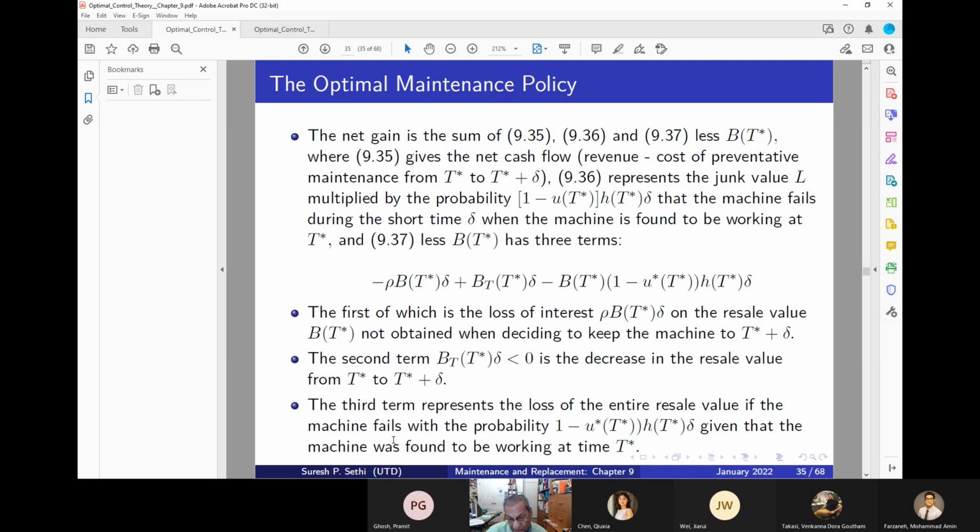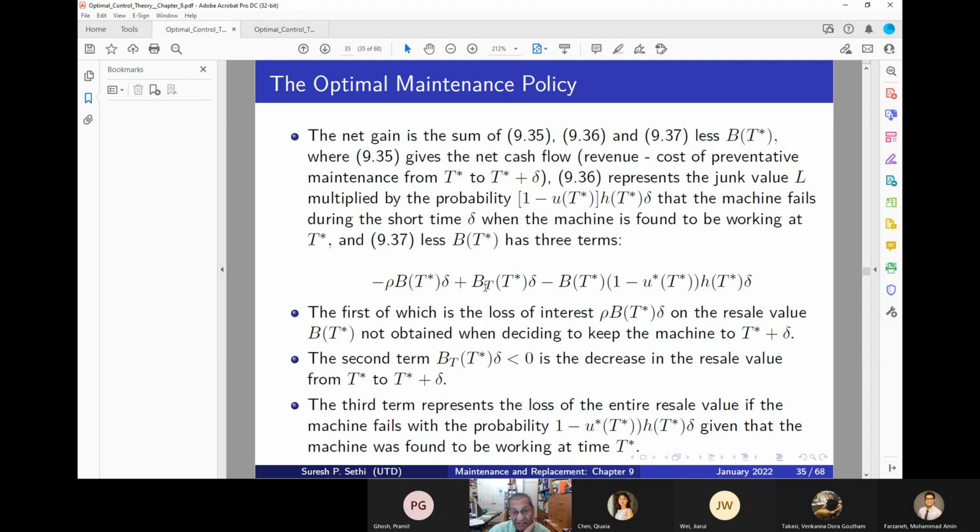And what's the third term? The third term is I lose the entire resale value if the machine broke down. I don't get anything with this probability. So the third term is the loss of the entire resale value if the machine fails with this probability, given that the machine was found to be working at time T star.